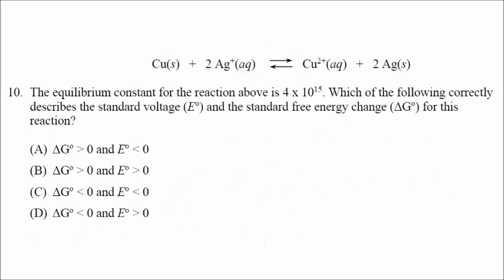All right, number 10, we are given an equilibrium constant, which is rather large, 4 times 10 to the 15th, and we have to decide about the signs of delta G and the cell potential.